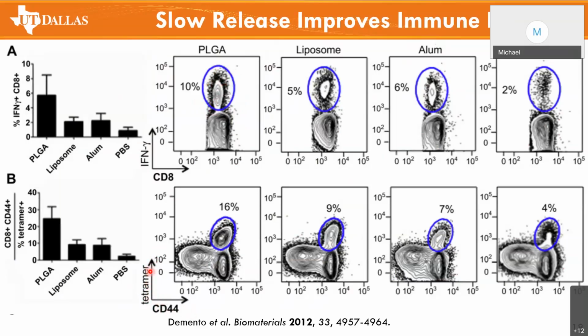And again, they showed that mice injected with PLGA, which released slower, developed a stronger memory response that is specific to the ovalbumin, which was a lot higher than liposome, alum, and of course PBS injected mice.